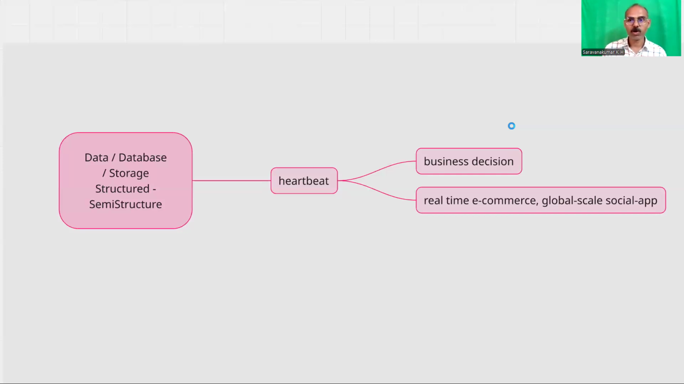We are not going to talk about unstructured data storage. So we will get into the structured and semi-structured databases available in Google Cloud.